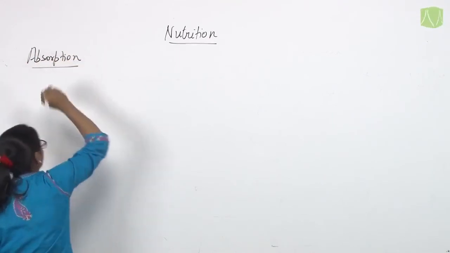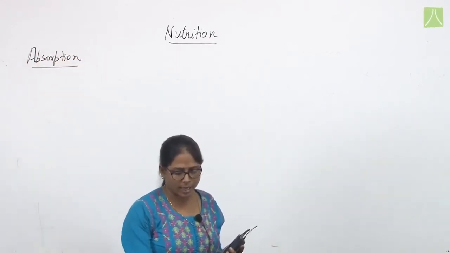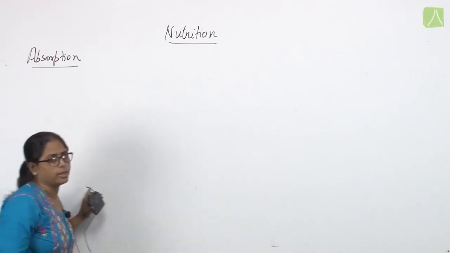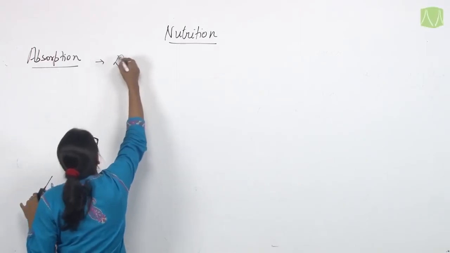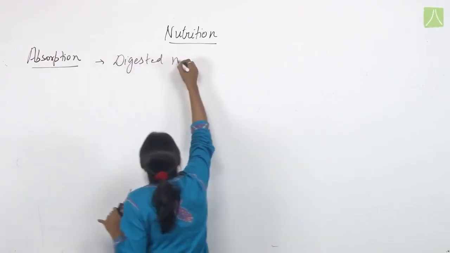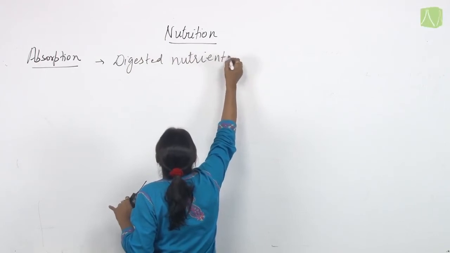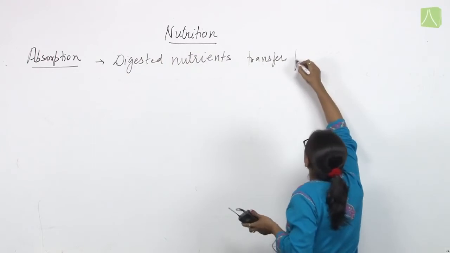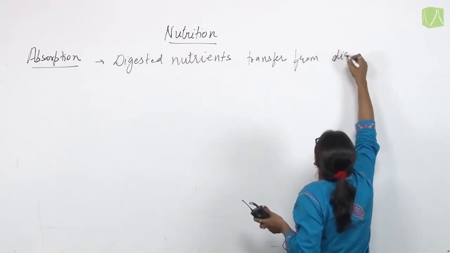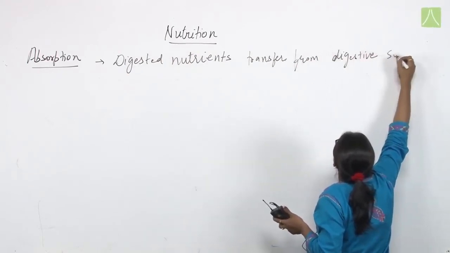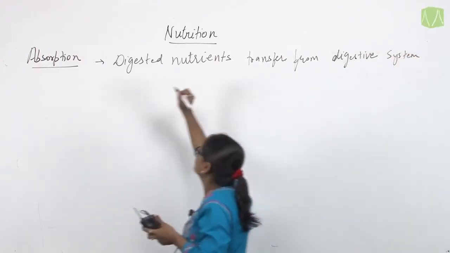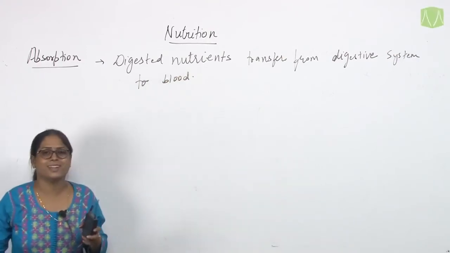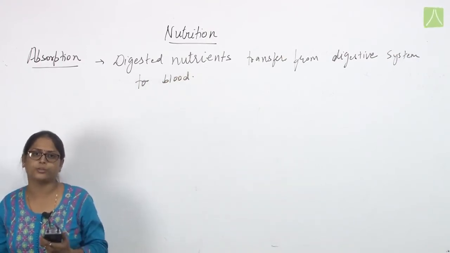Once the digestion completes, the next process, that is absorption, is going to start. Now what do you mean by absorption? That means whenever the digested nutrients transfer from the digestive system to blood, and this blood will take all these digested nutrients to different tissues or different cells.